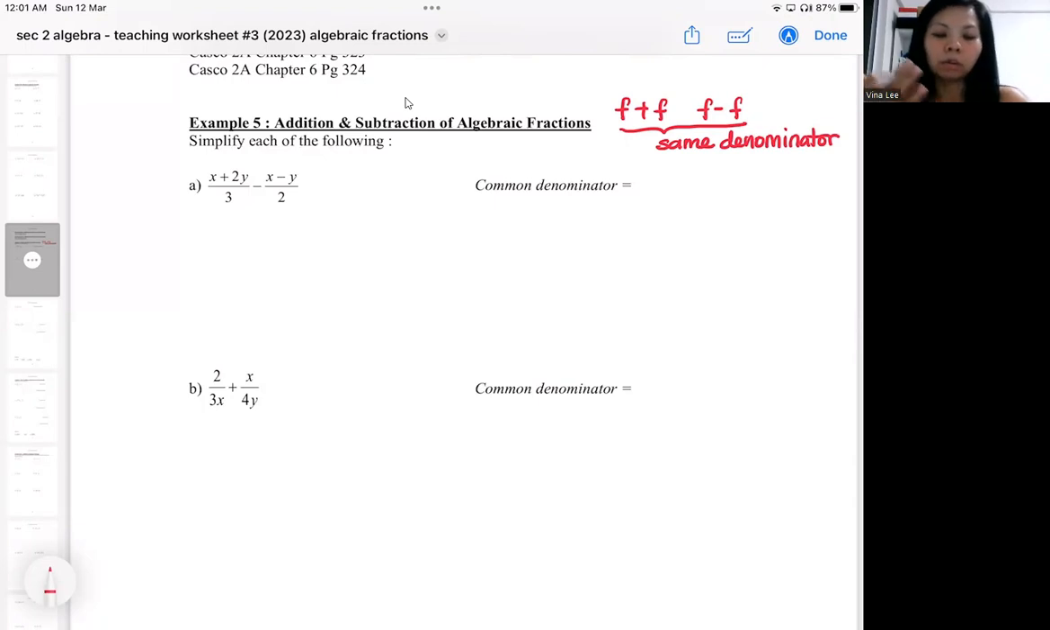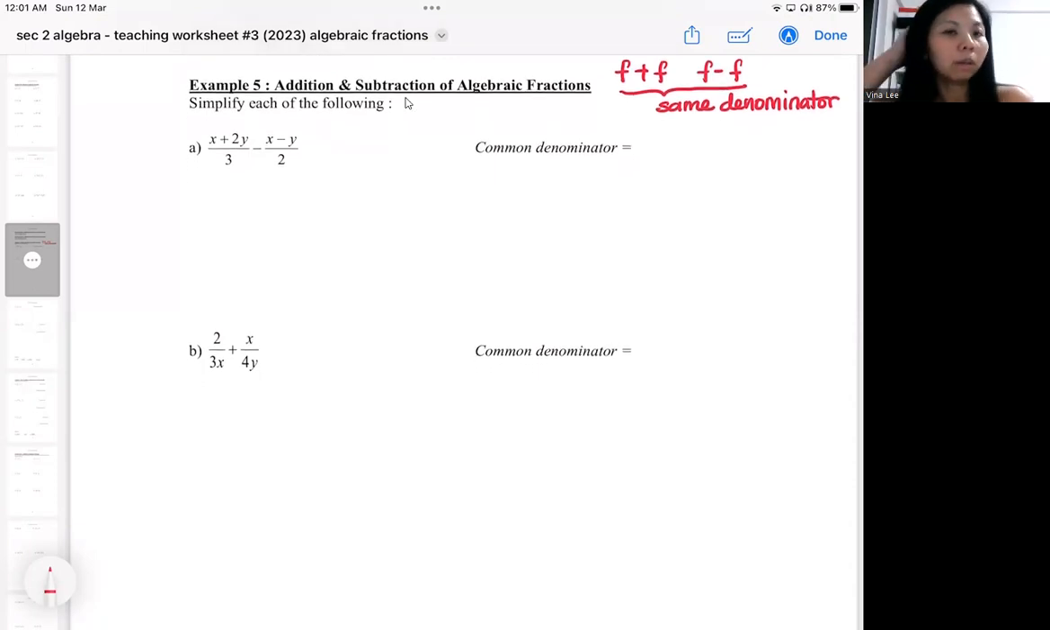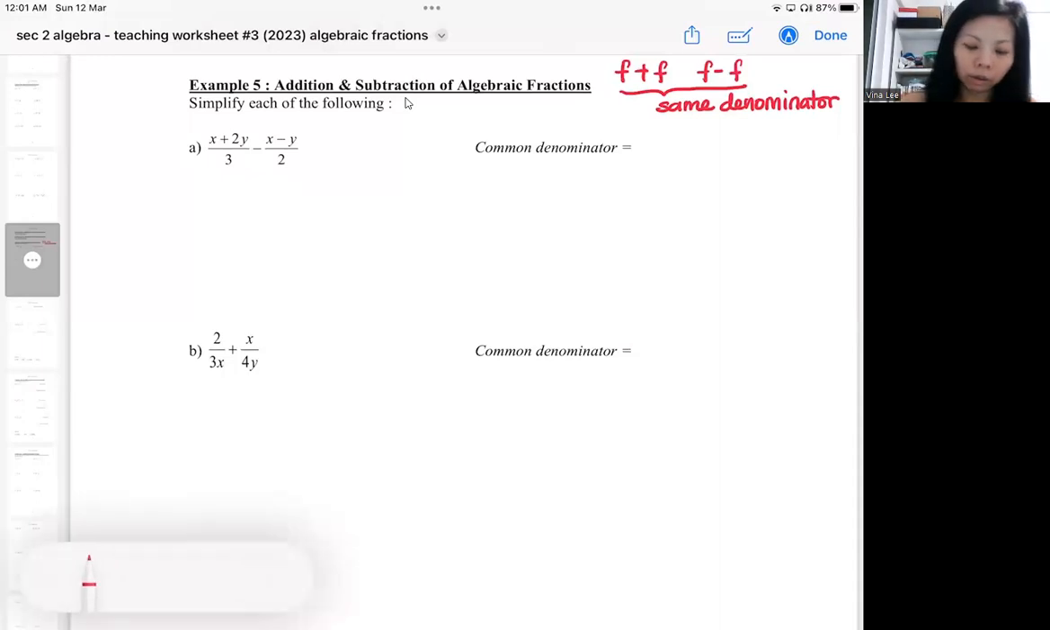Okay, so I'm going to show you all the kinds of fractions where you need to make the same denominator. We start off with 5a, which is actually set 1 work. In set 1, the denominators are numbers. In this question, the denominators are 3 and 2, so the common denominator is 3 times 2, which is 6.